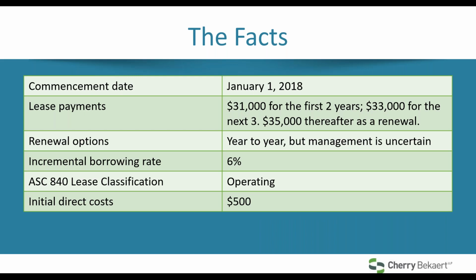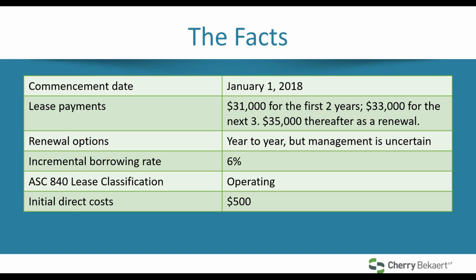And so the lease payments will go as follows. It's $31,000 for the first 2 years, of which they've already paid 1 full year. They've got $33,000 for the next 3 years, and then if they wanted to renew at the end of the initial 5-year term, they can go $35,000 as a year-to-year lease.